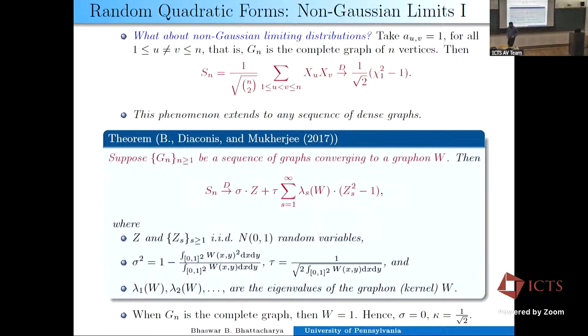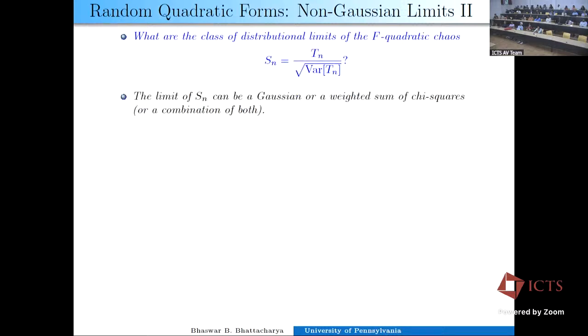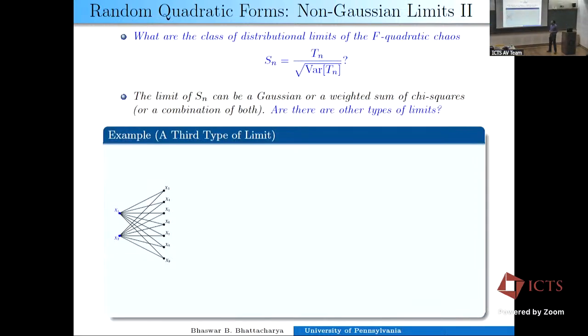So the question is, one can ask, what is the class of all limits of a quadratic chaos? These are two classical limits. Are these all? Or can we get more? So we know that it can be a Gaussian or a weighted sum of chi-squares or a combination of both. But can we get something else? We were working on related problems for a long time, and we realized that it's possible to get a third type of limit. Okay? So here is the example.